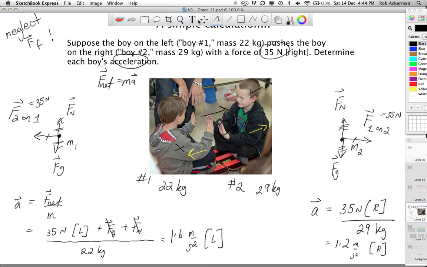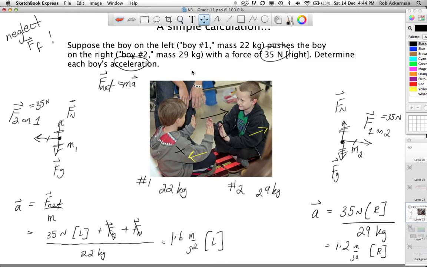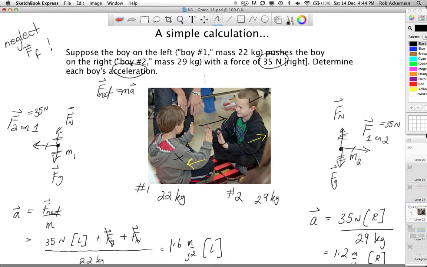Now, look at what this all means. Let's put things back there. What does this mean? It means the lighter boy gets a greater acceleration. The heavier boy gets a lesser acceleration. That is what's different here. It's the force that's the same according to Newton's third law.